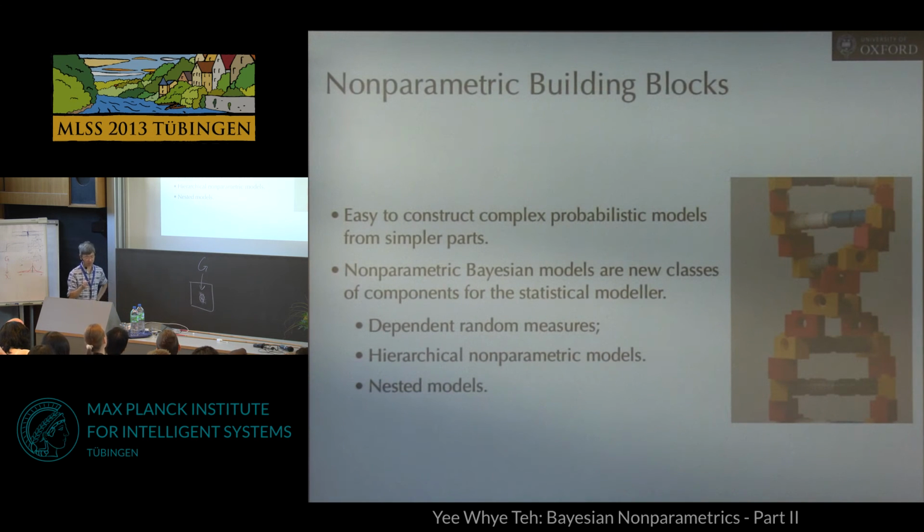One of the interesting ideas that has come out of Bayesian nonparametrics, I think, is that we can make use of stochastic processes like the Dirichlet process and the Gaussian process as building blocks in building more complex models. And the nice thing with the Bayesian probabilistic modeling approach is that it's quite easy to construct these complex models from simpler building blocks.